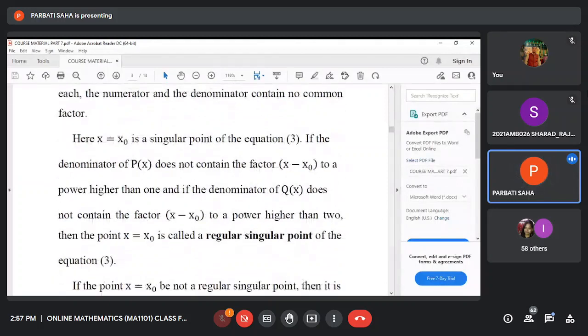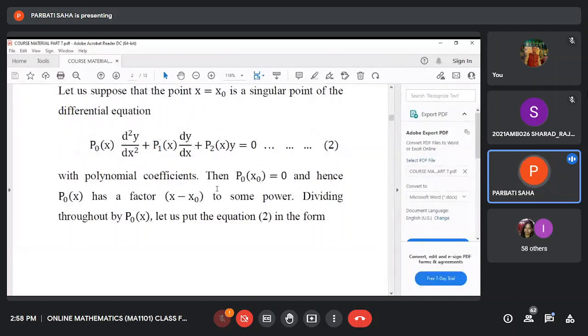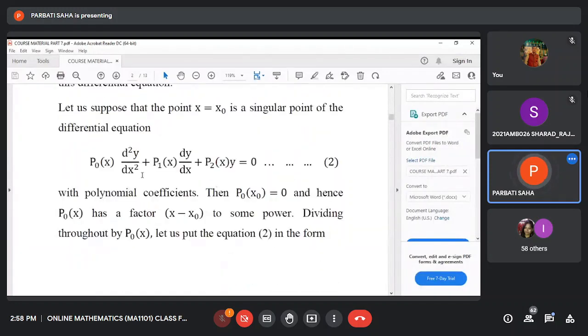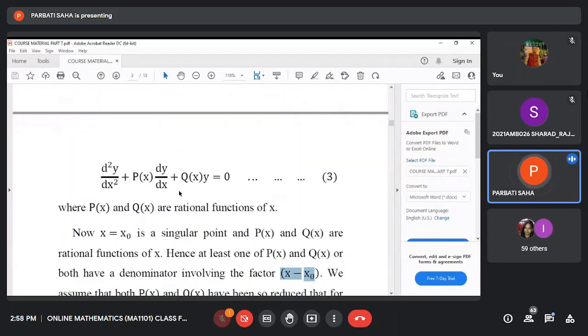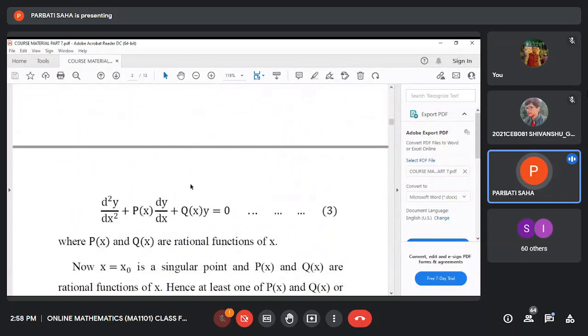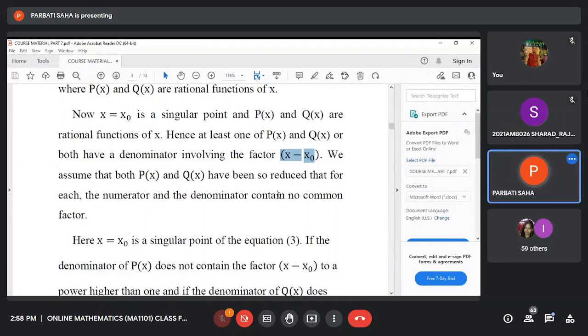Now you see what is called a regular singular point. For x equals x0, which is a singular point, the denominator of p(x), which is P1(x)/P0(x), is actually P0(x), and the denominator of q(x) is also P0(x). But we have assumed here that both p(x) and q(x) have been so reduced that there is no common factor between numerator and denominator.